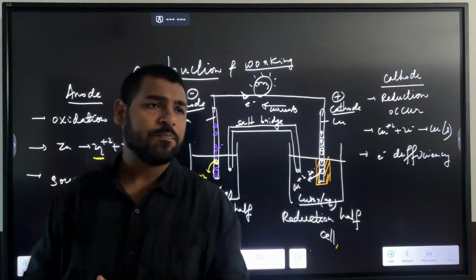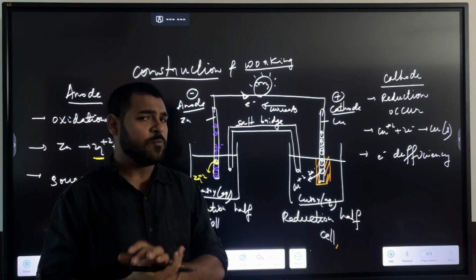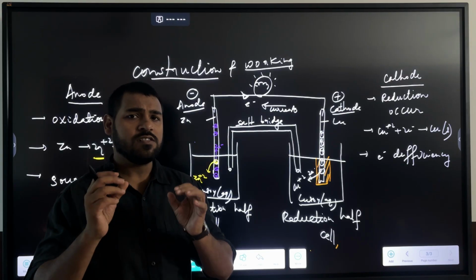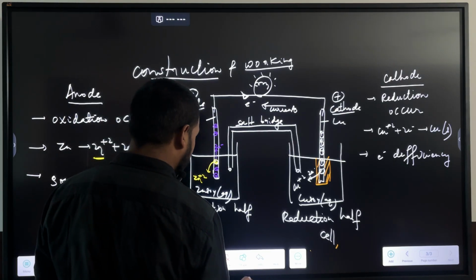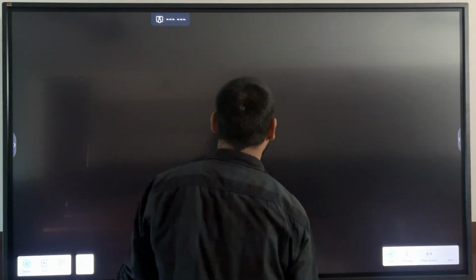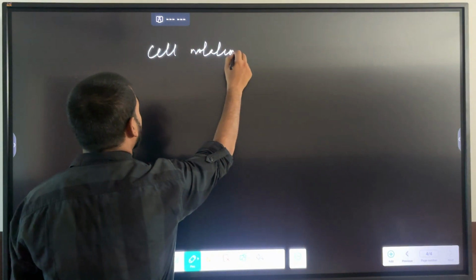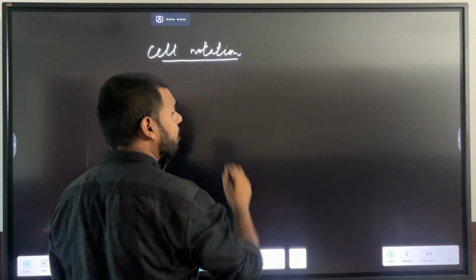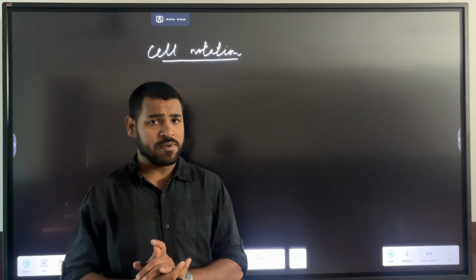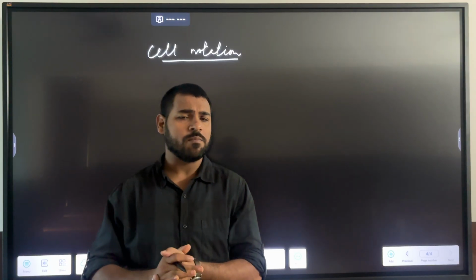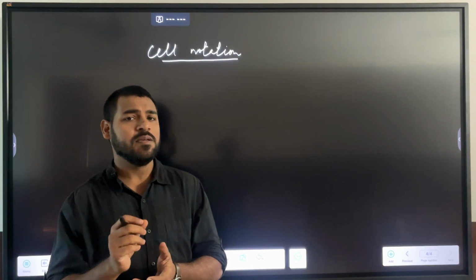Now coming to how potential difference is generated. What is the electrode potential? First of all, we will have the cell notation. Let's see how it is done. Now coming to the cell notation. It is very difficult to represent the galvanic cell every time in the copy, so we have to represent the cell in the simplest way.